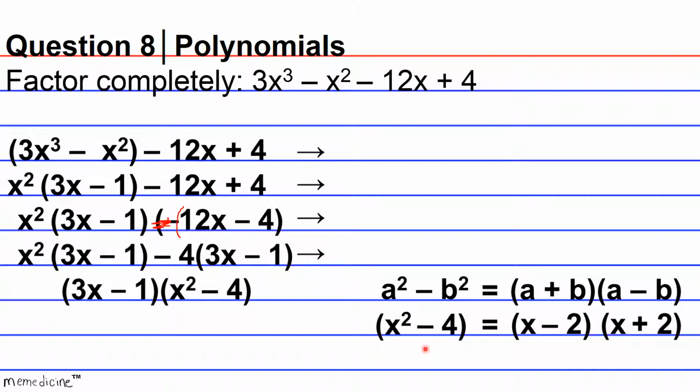Therefore, the factors that yield 3x raised to 3 minus x squared minus 12x plus 4 are 3x minus 1 times x minus 2 times x plus 2.